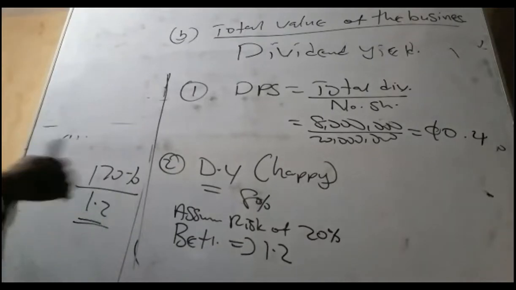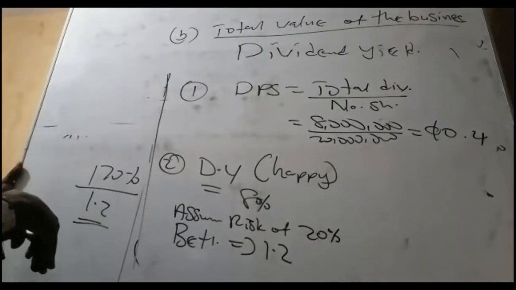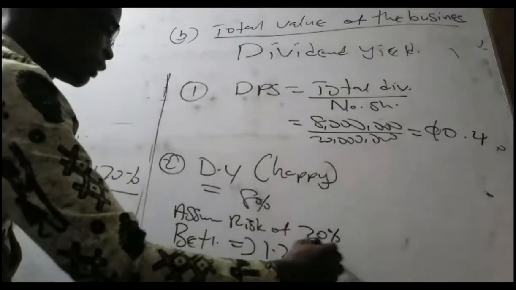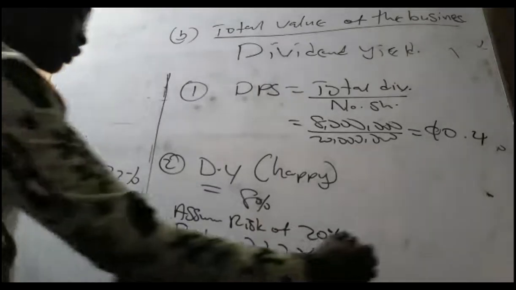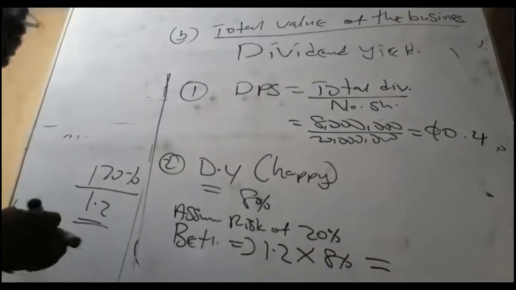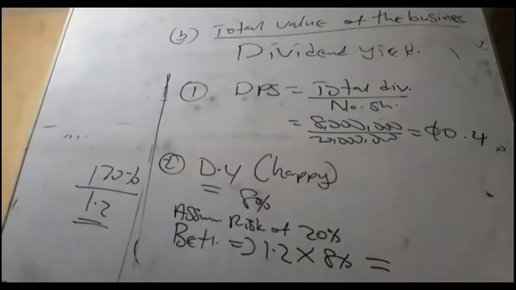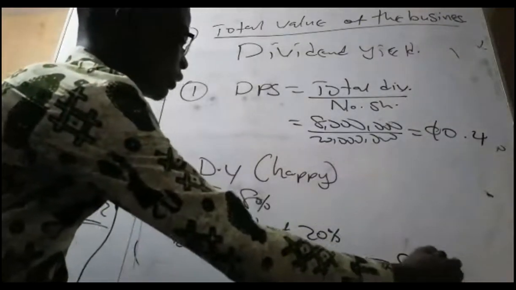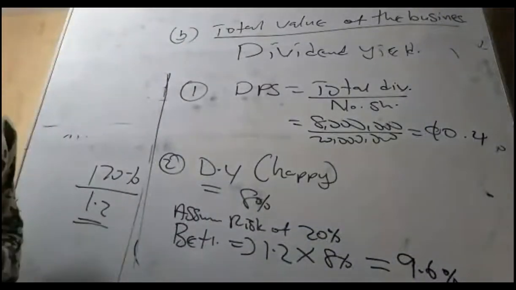Convert to decimal, add it to 1. So 1.2 times the 8%. That will give us 1.2 times 8. 20% of 8 is 1.6. 1.6 plus 8 will be 9.6. Agreed, it will be 9.6%. Yeah, done. Let's go to step 3.